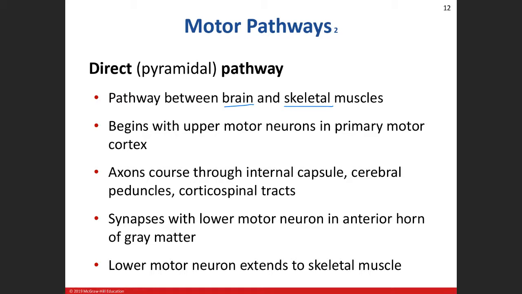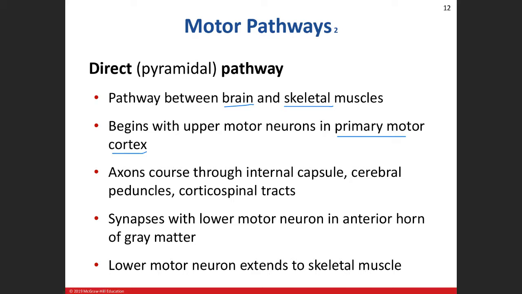So my upper motor neuron starts in the primary motor cortex, which is found where? What lobe? Make it easy on you. Where's the primary motor cortex found? And for you guys at home, feel free to type. The primary motor cortex is found in your frontal lobe, specifically the precentral gyrus. Okay?